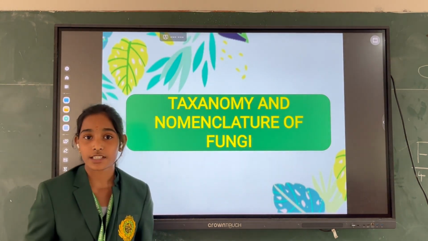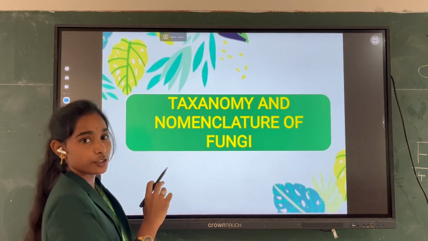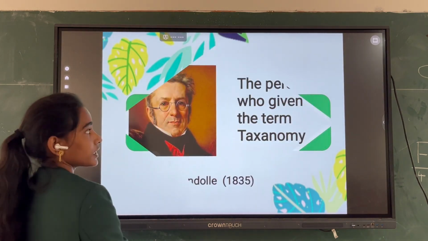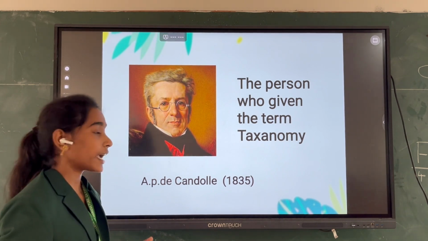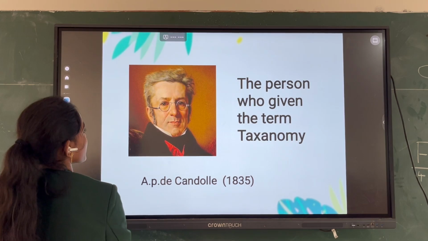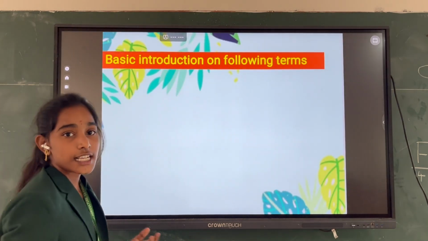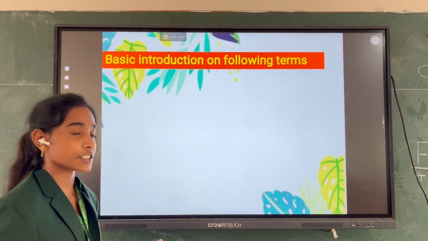Today I am going to discuss taxonomy and nomenclature of fungi. Generally, the word taxonomy was given by A.P. de Candolle in the year 1813. Let's start with the basic introduction about classification, nomenclature, taxonomy, etc.